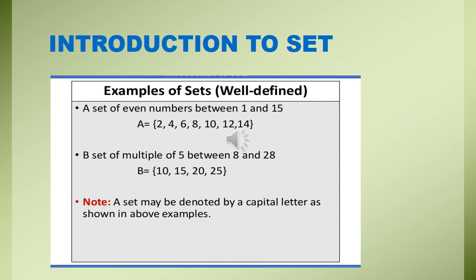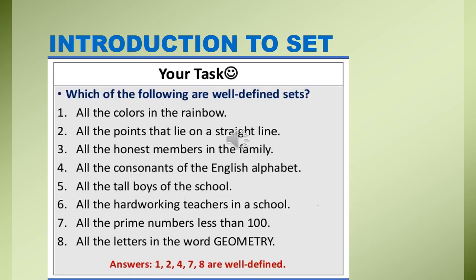Now we come to the second example. B: set of multiples of 5 between 8 and 28. So we have to write all the multiples of 5 between 8 and 28, which are 10, 15, 20 and 25. We separate them by commas, place them within a curly bracket and show this set using the capital letter B. Clear? Good.